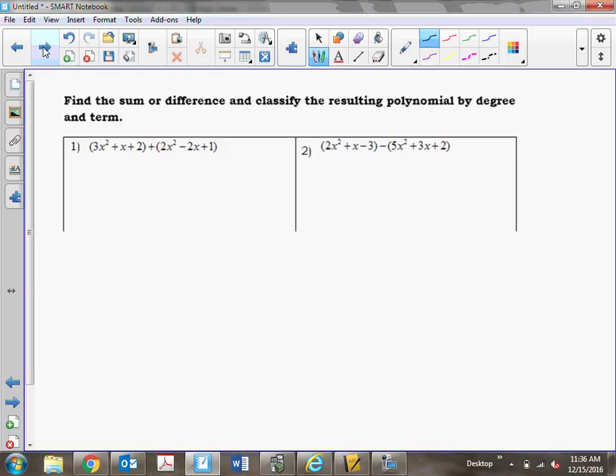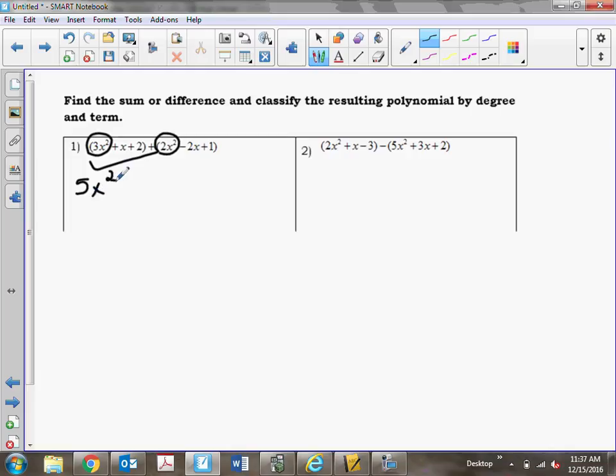our polynomials, we combine like terms. So anything that has an exponent of 2 will be combined with an exponent of 2. Anything that has an exponent of 1, anything with no exponents, we end up adding like terms. So if we look here, this 3x squared and this 2x squared are like terms. So we would combine them. So 3x squared plus 2x squared would give us 5x squared.